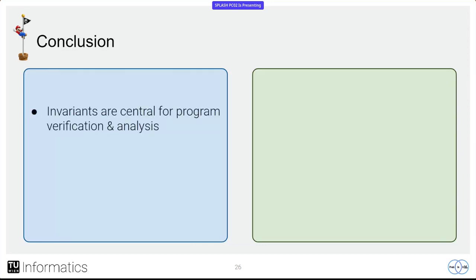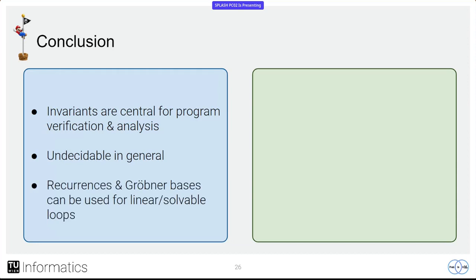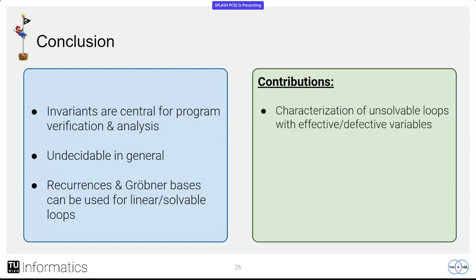So to conclude, invariants are central for program analysis and verification, and finding all invariants is undecidable in general. For linear loops and also for solvable loops, we can use techniques such as Gröbner basis computation, Buchberger's algorithm, to find all invariants. And then the contribution I showed you from our paper is a characterization of unsolvable loops in terms of these effective and defective variables. I described it quite intuitively here. If you have a look at the paper, it's a bit more worked out and theoretical.